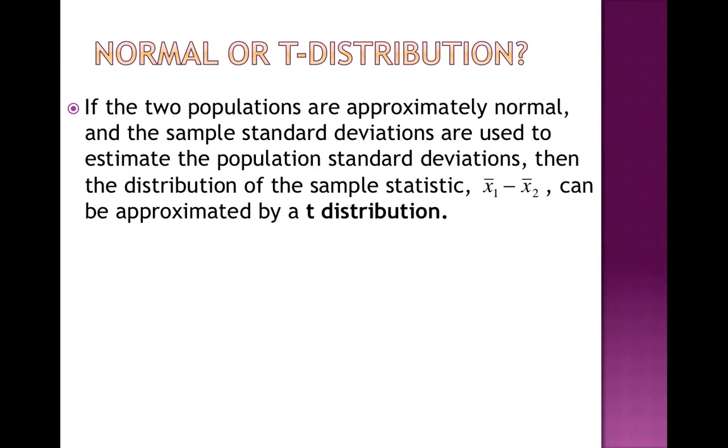The normal or t distribution. If the two populations are approximately normal, so if P1 and P2 are approximately normal and the sample standard deviations are used to estimate the population standard deviation, then the distribution of the sample statistic can be approximated by a t distribution. Now, like our hypothesis test where we don't know the population standard deviation, when we don't know the population standard deviation in this type of hypothesis test, we are going to use the t distribution.